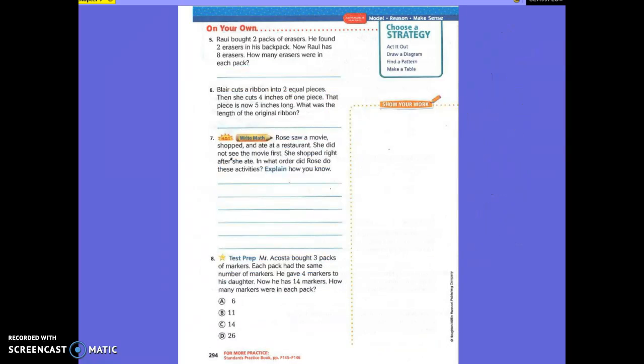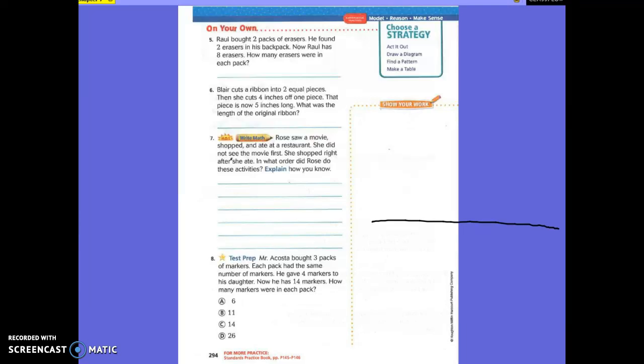Okay, number 7. Rose saw a movie, shopped, and ate at a restaurant. She did not see the movie first. She shopped right after she ate. In what order did Rose do those activities? Okay, when I see this kind of problem, I like to make a timeline. And my timeline is going to have to be, I'm going to do it like this because I have room, but you guys might have to turn your paper sideways.